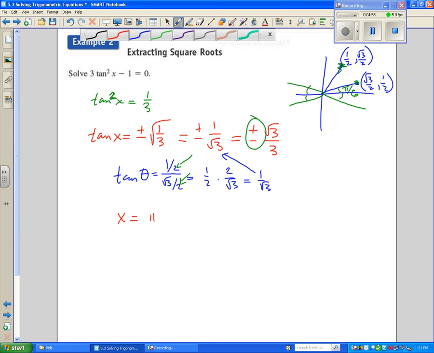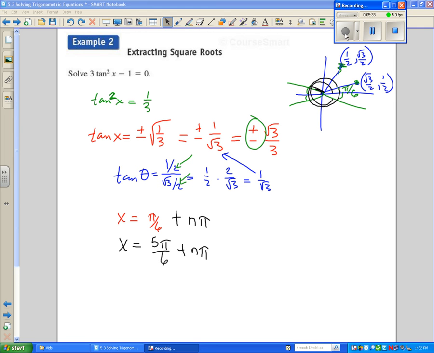Our first one is pi over 6. Notice to get from pi over 6 to 7 pi over 6, we would add a pi to it. And then if we add pi to 7 pi over 6, we're back to the coterminal angle to pi over 6. So instead of adding 2n pi, we're going to add n pi. Continuing on, this one over here is 5 pi over 6. And we're going to add n pi to that as well, because it's every half circle away to the other angle, which is 11 pi over 6. Alrighty, that is our general solution.